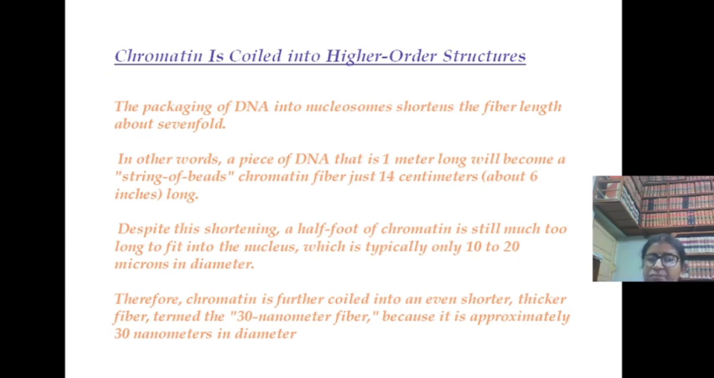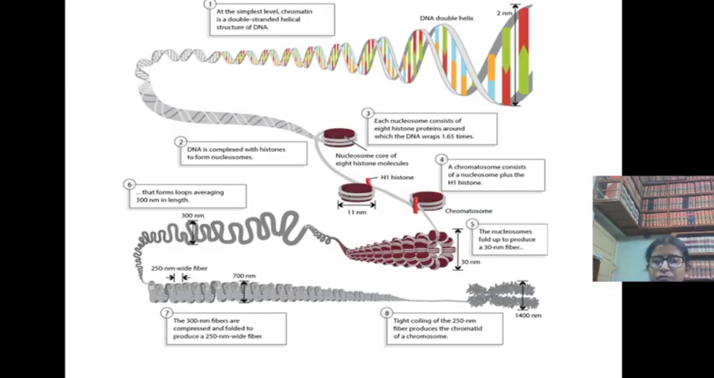Okay. Then despite the shortenings, a half foot of chromatin is still much too long to fit into the nucleus. So it will have to go for a further condensation, as the nucleus is typically only 10 to 20 microns in diameter. The nucleus cannot accommodate such a long DNA. So it will go again for a condensation. Therefore, chromatin is further coiled into an even shorter, thicker fiber termed the 30 nanometer fiber because it is approximately 30 nanometers in diameter. So if you go to the picture, you will find the next step.